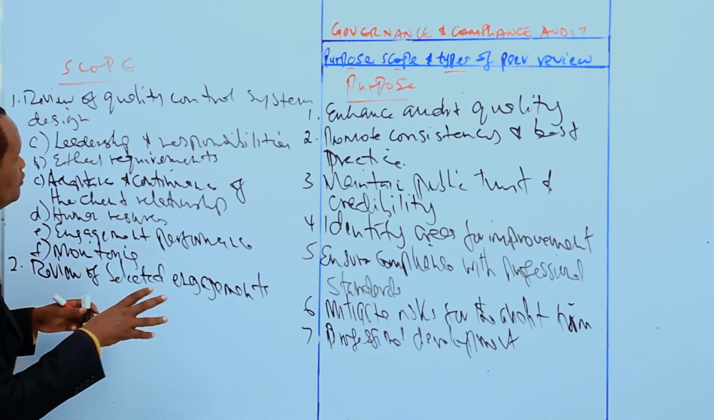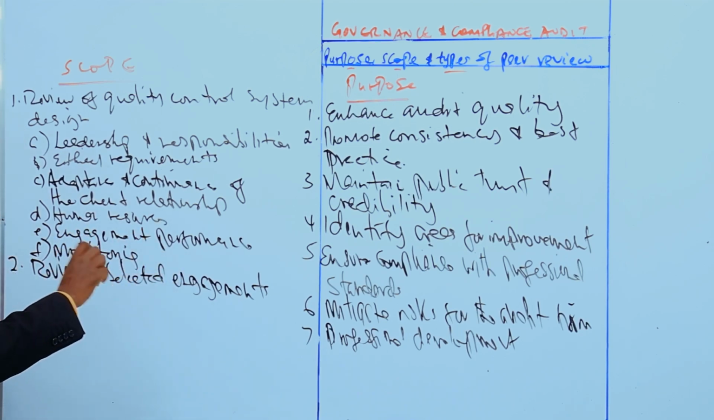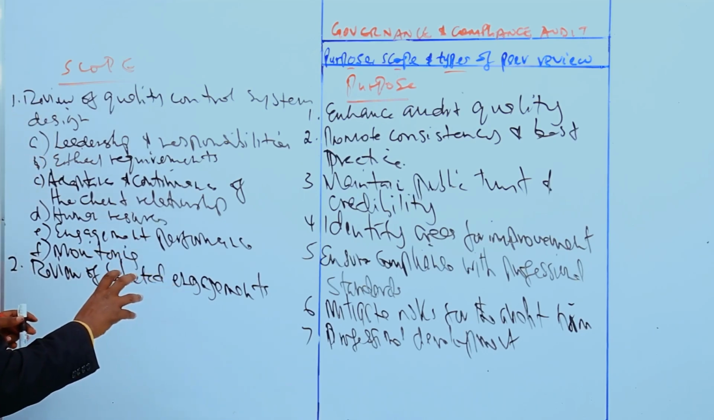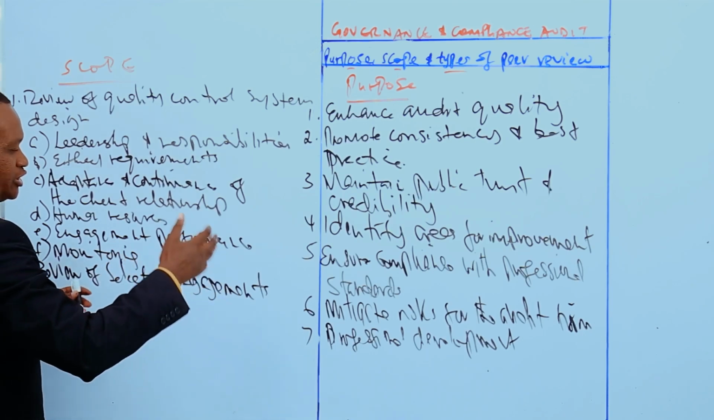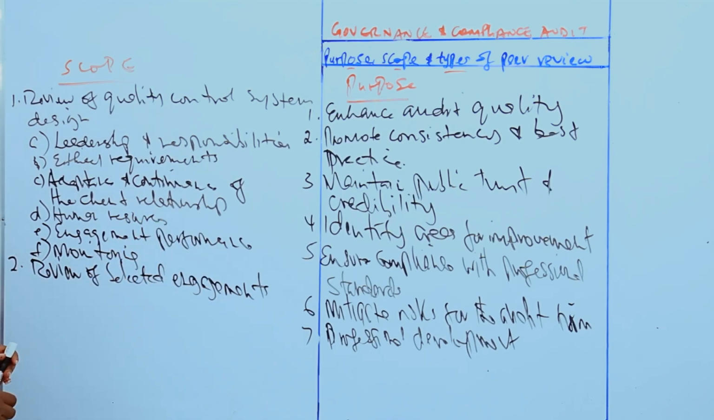So that is part of the scope. Review of selected engagement. The auditor selects a governance and audit engagement, and then checks all the aspects that I've mentioned to ensure that the audit is carried out professionally.